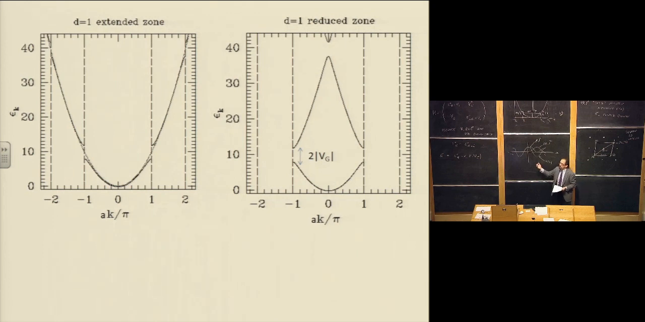So when you do your degenerate perturbation theory, you'll find a bunch of these denominators that are all zero. If you're considering this point scattering to here, there'll be a denominator of zero, scattering to here, all zero.